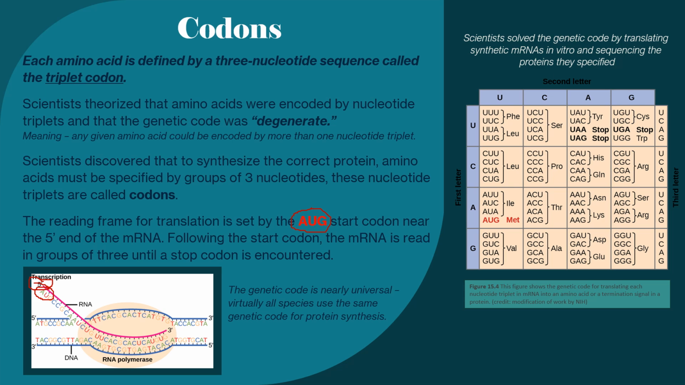Scientists solved the genetic code by translating synthetic messenger RNAs in vitro and sequencing the proteins they specified. So on the right side of the screen here, you're going to see this very big, long diagram about what these codons each code for. Remember, there's only about 20 of these amino acids that they could even code for, and there's all kinds of different sequences of these codons, so a lot of them code for the same amino acid. You have to keep in mind that AUG is always going to code for MET, and that one is special because it's a start codon.